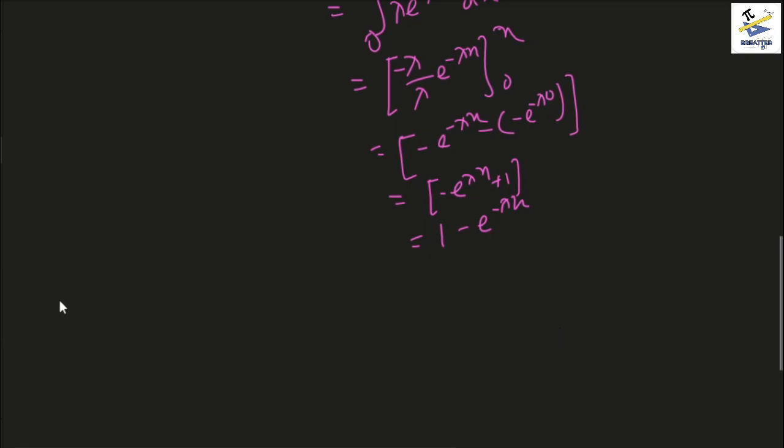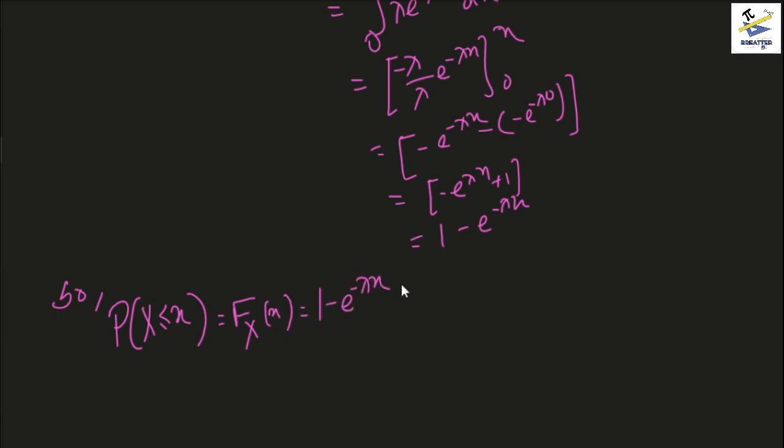So basically what it means is that the probability that capital X is smaller than or equal to x, which is a certain real number, is equal to, which is the definition of CDF at the point x, and it is equal to 1 minus e to the power minus lambda x. And in order to check that a CDF is a valid CDF, what we need to do is as follows.